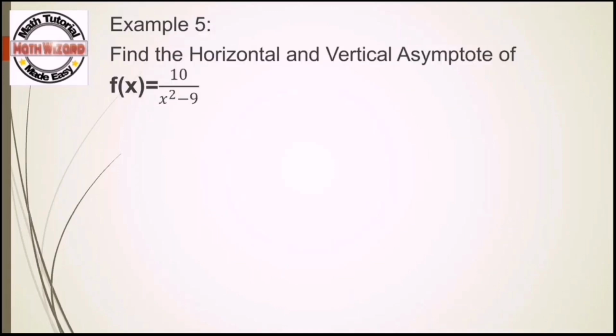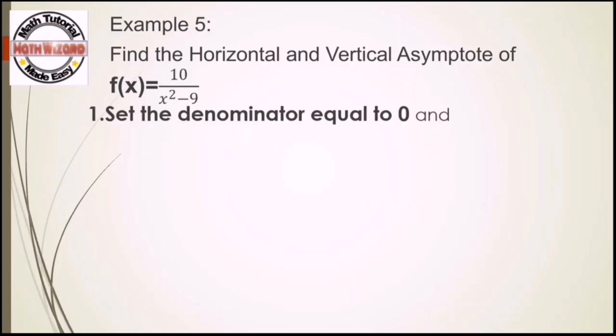Okay, try nating hirapan pa. Let us now proceed with our example number 5. So again, we need to find the vertical and horizontal asymptote. In this case, our equation is f(x) is equal to 10 all over x squared minus 9. Okay. So again, we need to set the denominator equal to 0, right? So our denominator here is x to the second power minus 9. Yan yung i-equate natin sa 0.